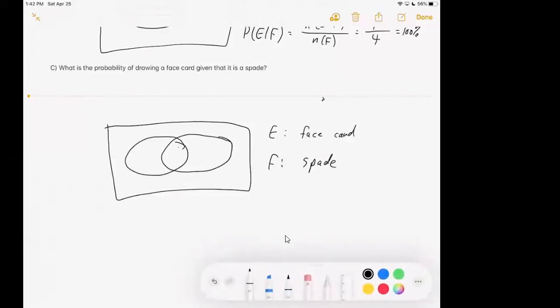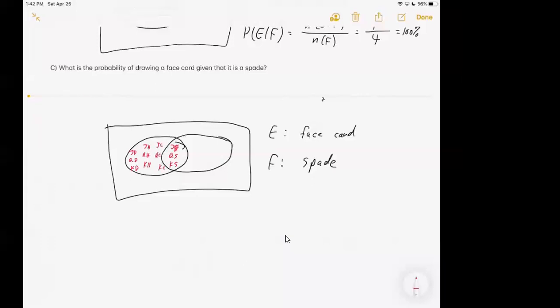All right, let's first figure out what is in both. Okay, so who is in both? The face cards that are spades, that would be the Jack of Spades, Queen of Spades, and King of Spades. Those are all S's, right? Now, there are face cards that aren't spades. So those would be the Jack of Diamonds, Queen of Diamonds, King of Diamonds, Jack of Hearts, Queen of Hearts, King of Hearts, and then finally the Jack of Clubs, Queen of Clubs, and the King of Clubs. So all of those are face cards that aren't in the intersection, right?